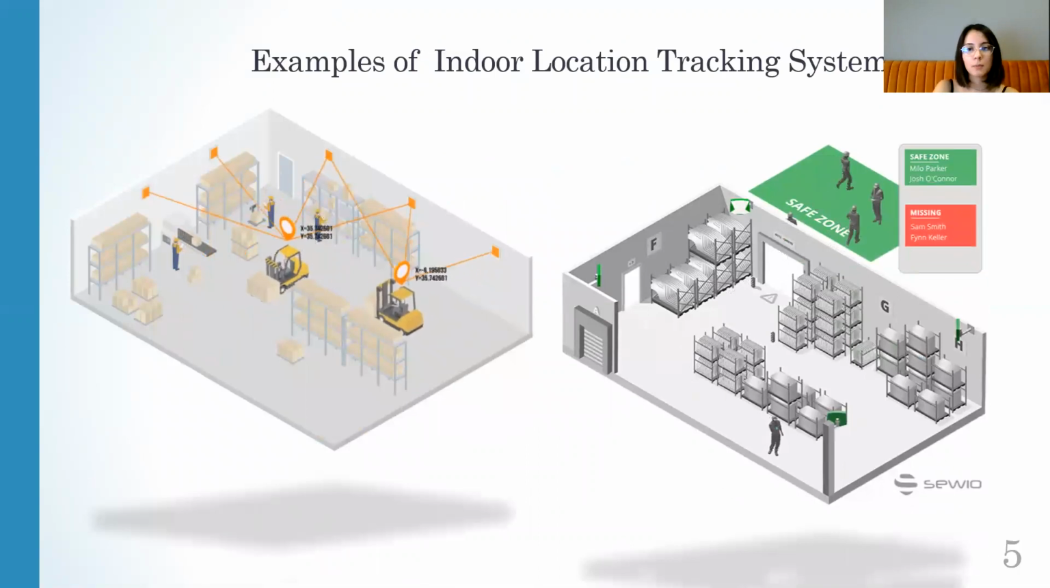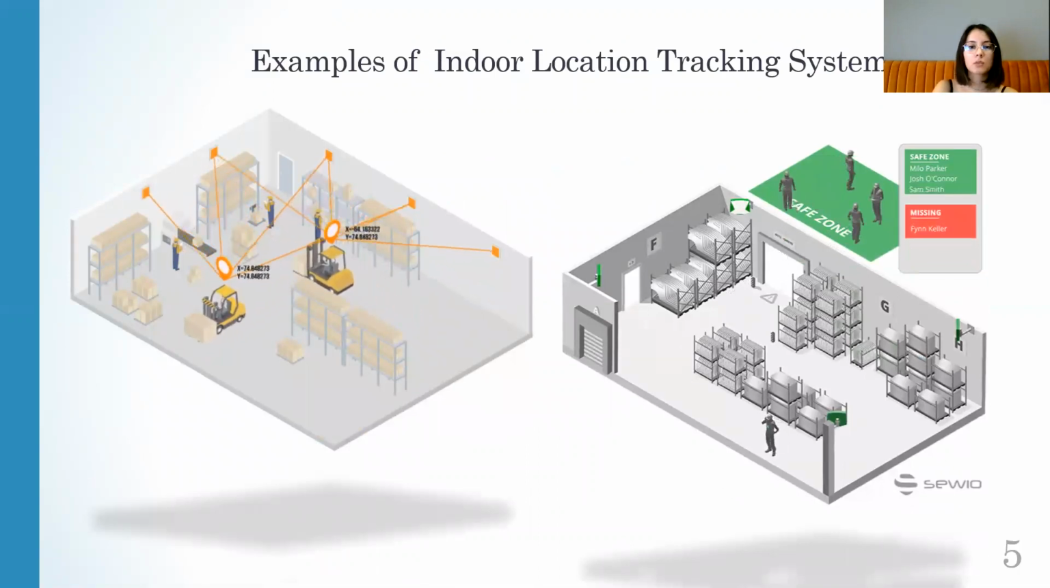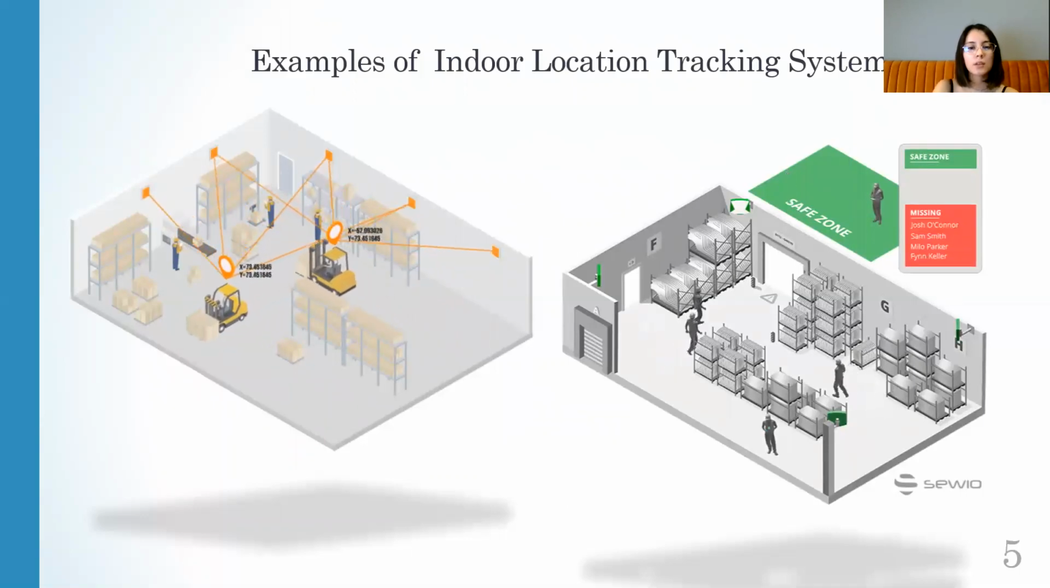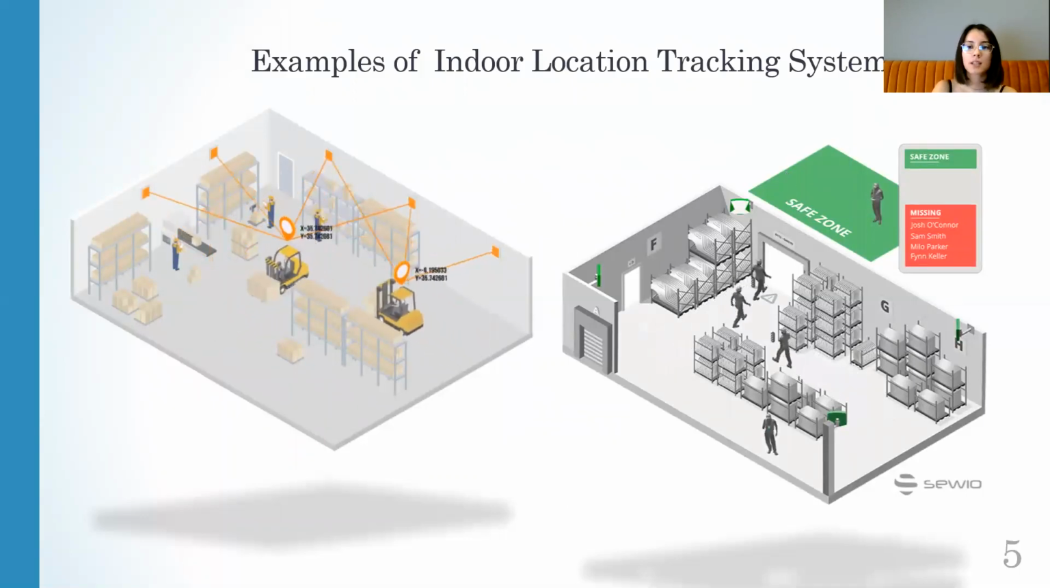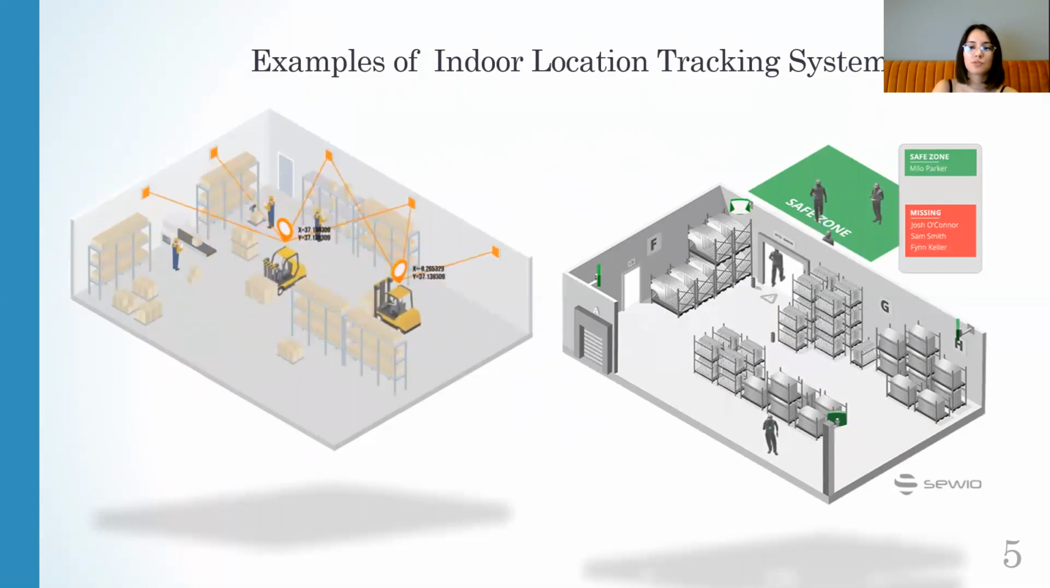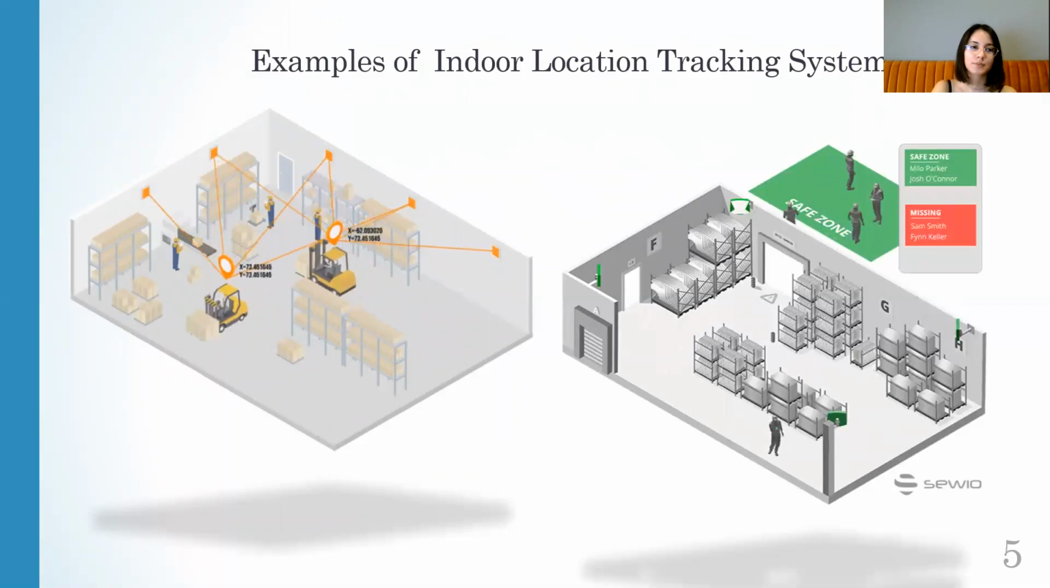In the first example, there are 5 receivers placed on the walls. The transmitters are located on the forklift. In this way, we can manage the warehouse by tracking the location of forklifts. In the second example, employees are tracked for security purposes.